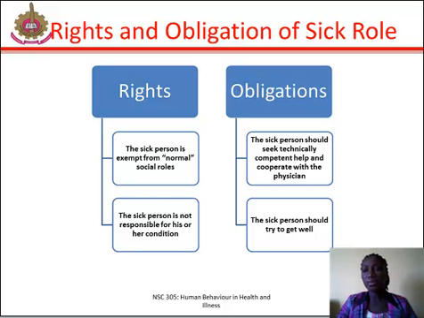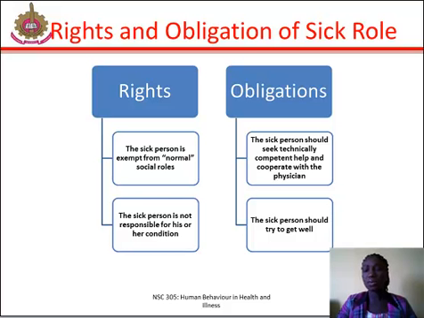1. The sick person is exempt from normal social roles. An individual's illness is a ground for his or her exemption from normal role performance and social responsibilities. This exemption, however, is relative to the nature and severity of the illness. The more severe the illness, the greater the exemption. Exemption requires legitimation by the physician as the authority on what constitutes sickness.